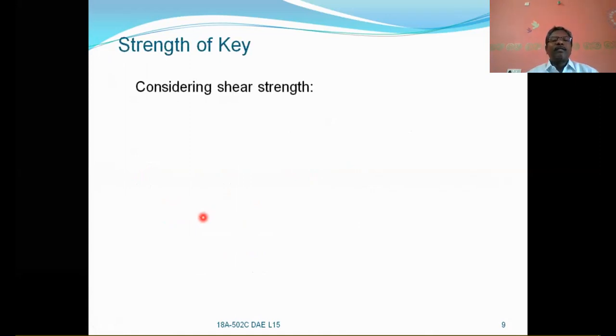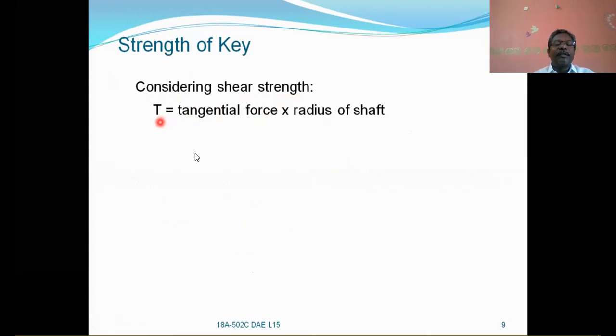So now let us consider the shear strength. T is the torque transmitted. Torque is nothing but force into radius, as per the definition. So here torque is equal to tangential force into radius of the shaft. The tangential force, in terms of shearing strength, is shear stress into shear area, and the radius of the shaft is the diameter of the shaft by 2.